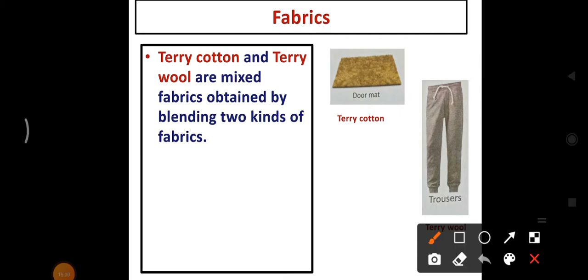See here, this is a doormat. This is made of terry cotton. This is a trouser. This is made of terry wool. So terry cotton and terry wool are obtained when we mix two types of fabrics.